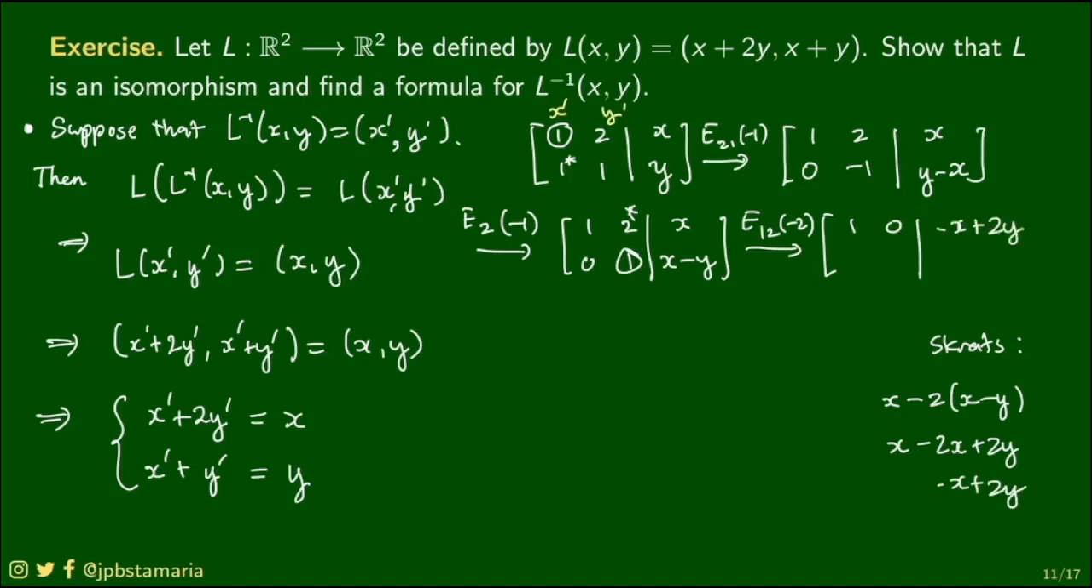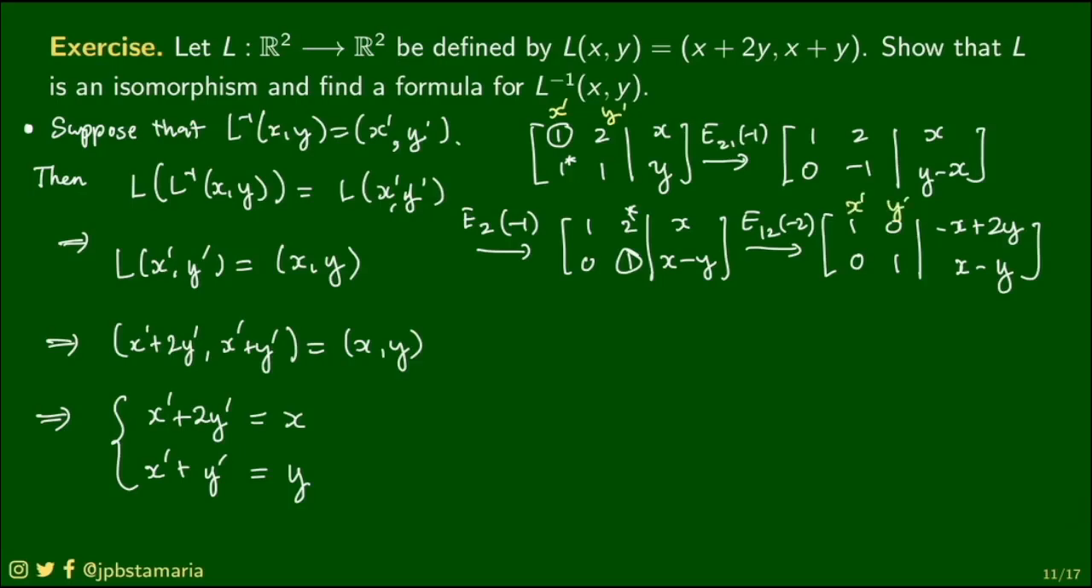Yeah, there. I hope I did that correctly. So if I made an error in the computation, you can tell me, or you can comment now if you want. Let me erase this scratch part. So there, we're done. This is for x prime, this is for y prime. Therefore, L inverse of (x, y) is (minus x plus 2y, x minus y).